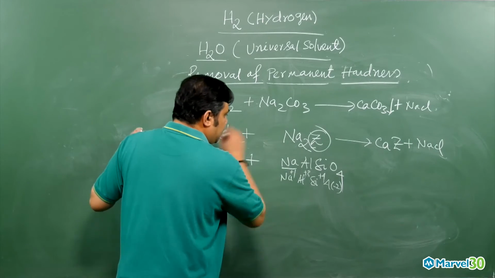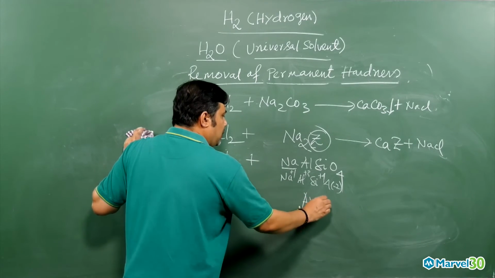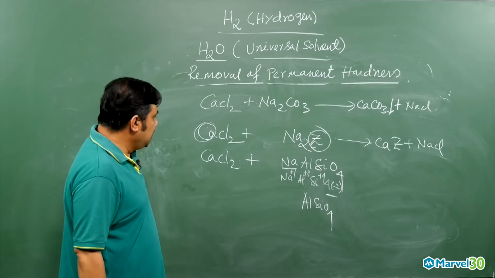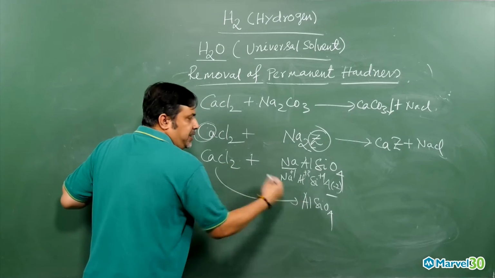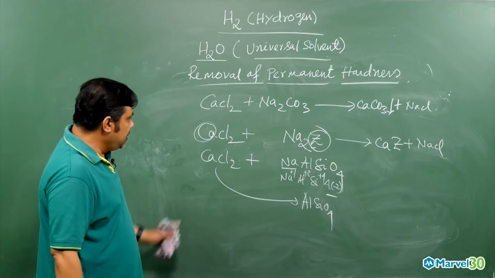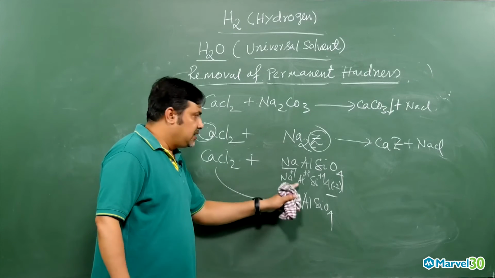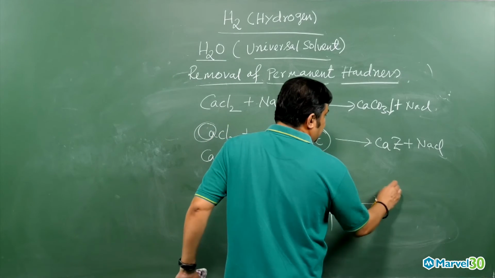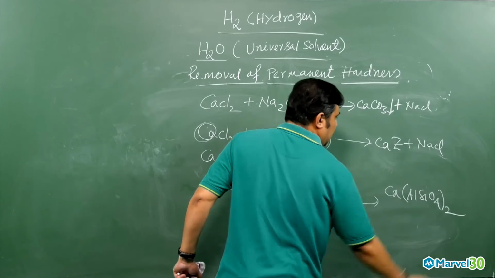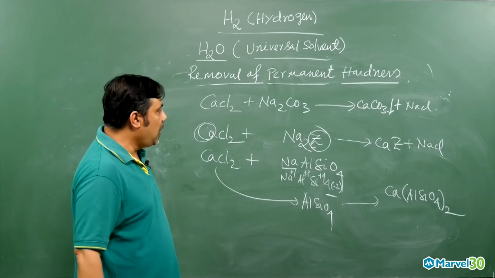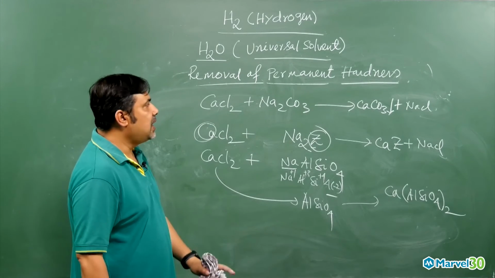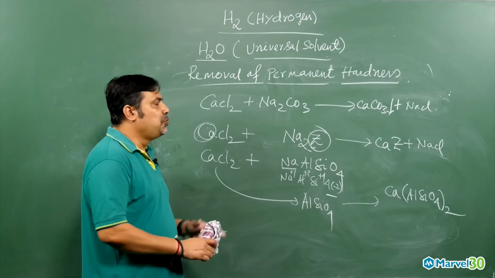Now if you remove one sodium, then how much will this AlSiO4 be overall? A minus charge will be there overall. So when calcium chloride reacts with this zeolite, also called permutit, whatever you call it, this calcium will replace this sodium. Then we will get Ca(AlSiO4)2. This type of compound will be formed, and the hardness of water will be removed. These are the methods for removal of permanent hardness.